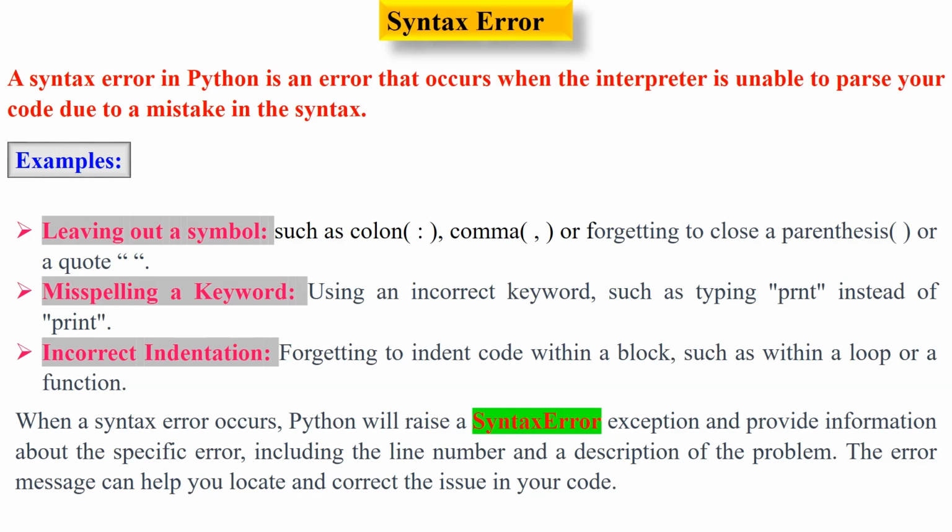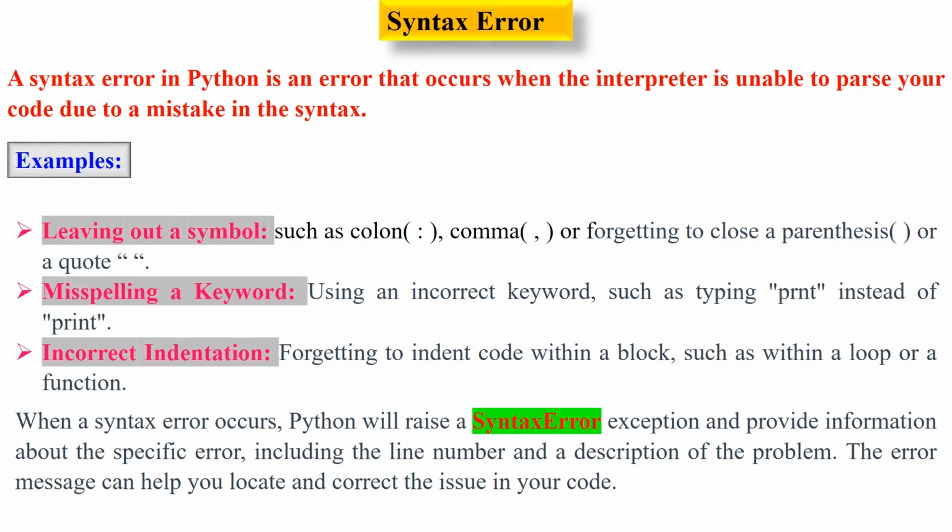Syntax errors are common when writing Python code, especially if you're new to the language. Examples of syntax errors in Python include leaving out a symbol, such as colon, comma, or forgetting to close a parenthesis or a quote. Next is misspelling a keyword. Using an incorrect keyword, such as typing print instead of print.